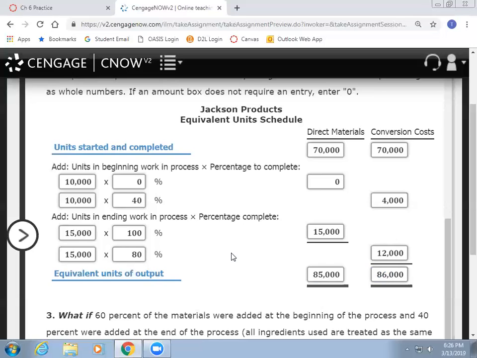So that's where it gets a little tricky, because you have to figure out what it would take to finish off what's in beginning. But then your equivalent units for your ending works just like it does under the weighted average method. Okay? So you just add all that up and you get your equivalent units of output for materials and for conversion costs. And then from there, if we had total costs, we could calculate the cost per unit for materials and for conversion.